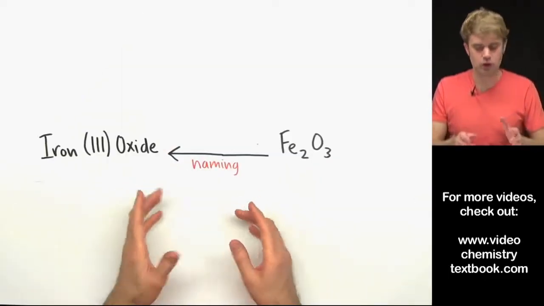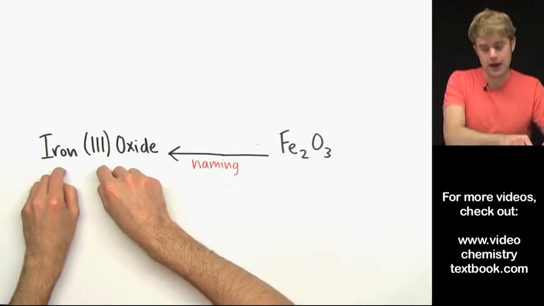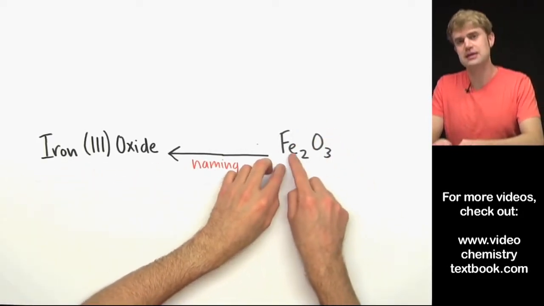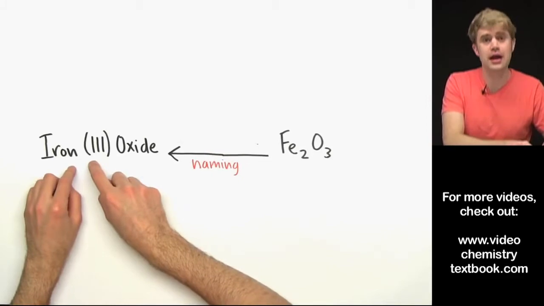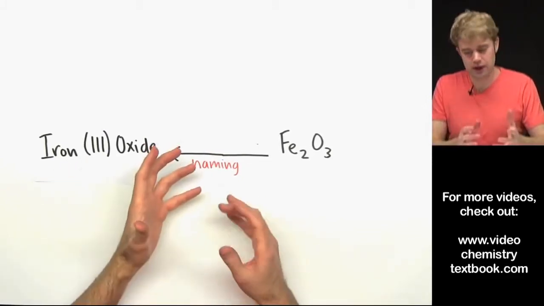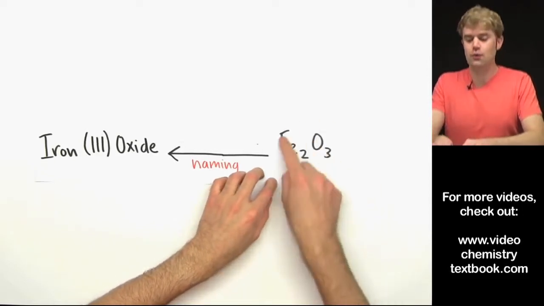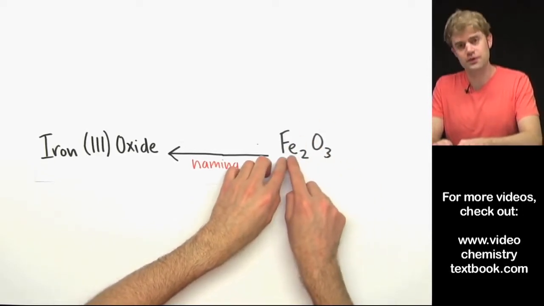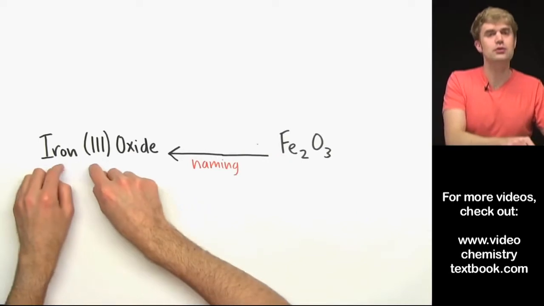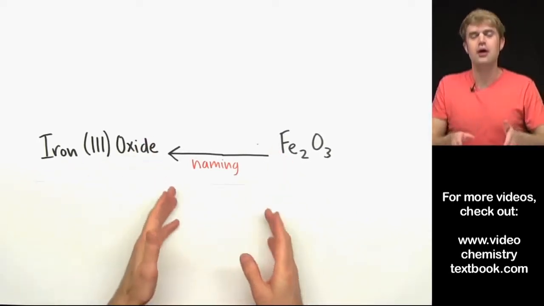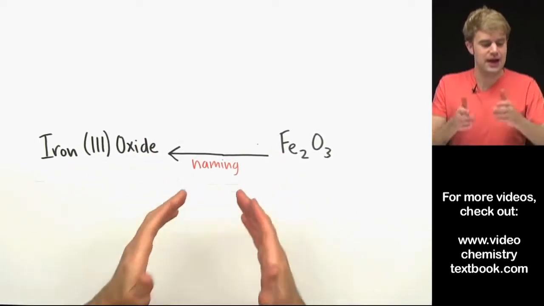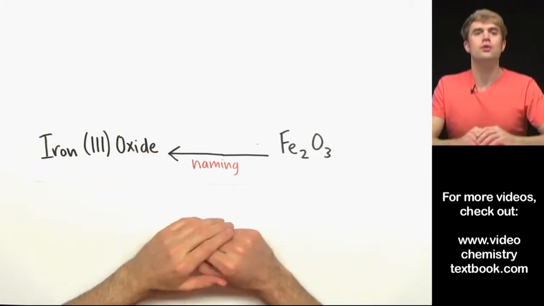In the next video, we'll learn how to go in the other direction. How to start with a formula that contains a transition metal and then write a name for it. This is a little bit more challenging because transition metals don't always have the same charge. So we have to do some math and figure out what the charge of the ion is, and then we use that to write the name. So check out that video called Naming Compounds with Transition Metals.